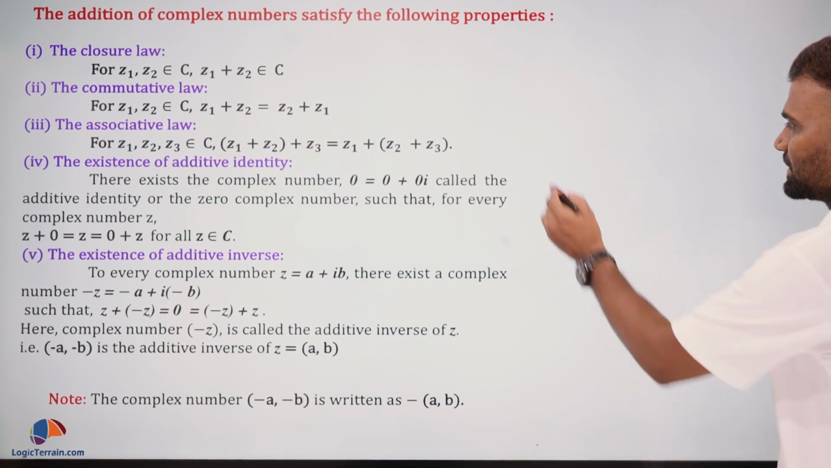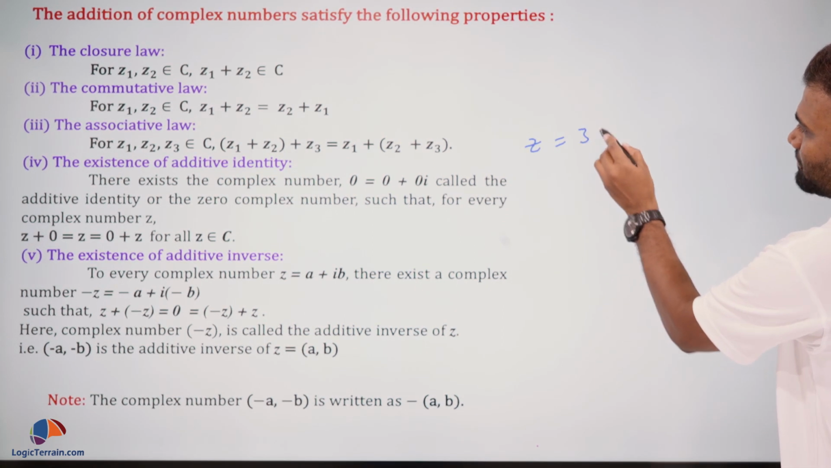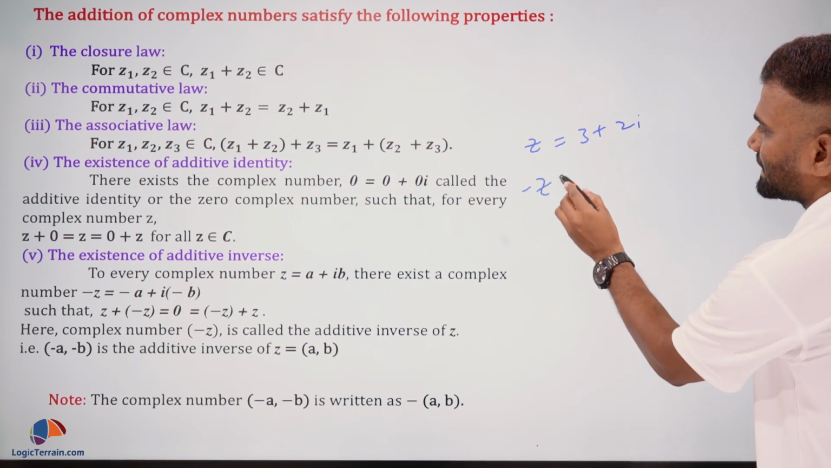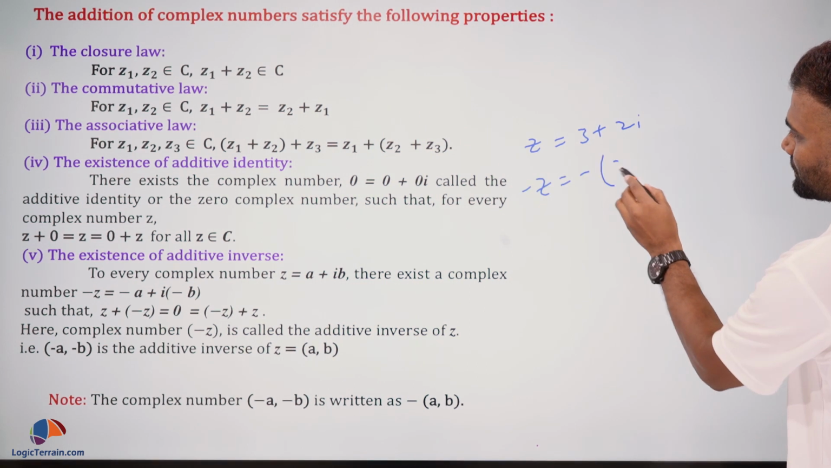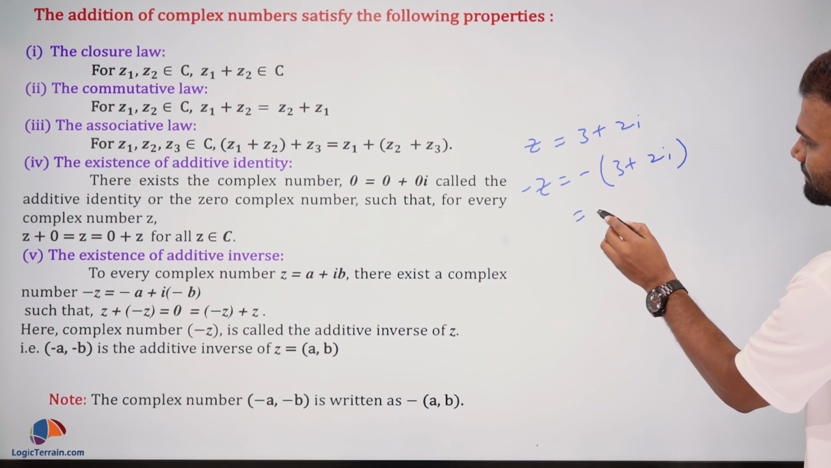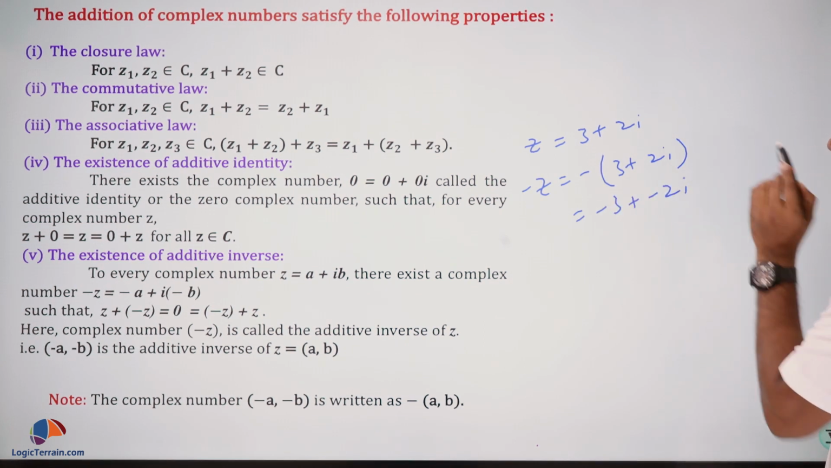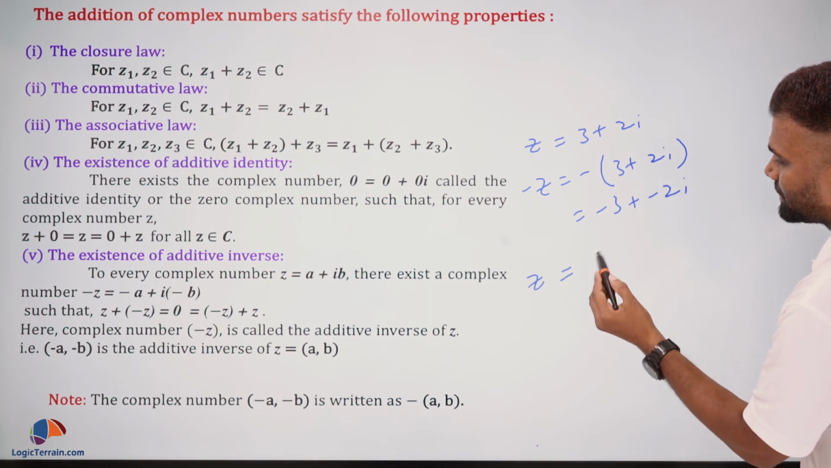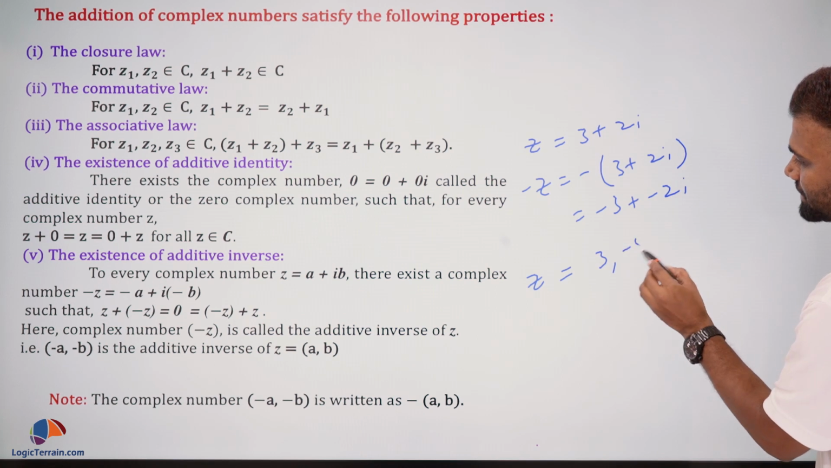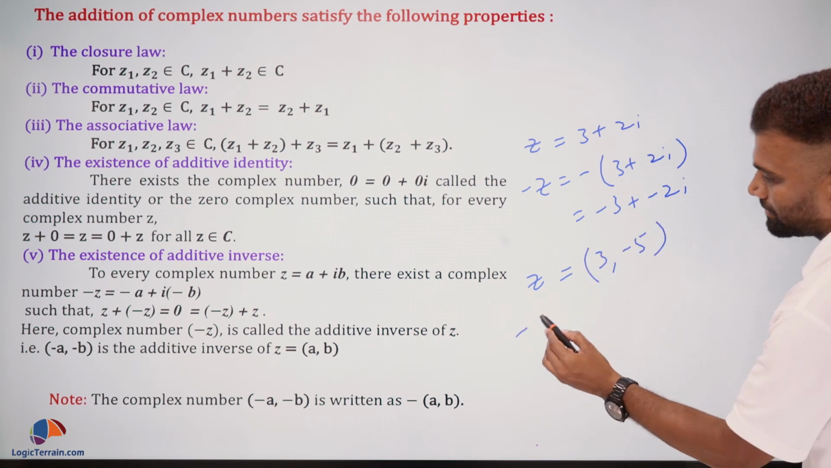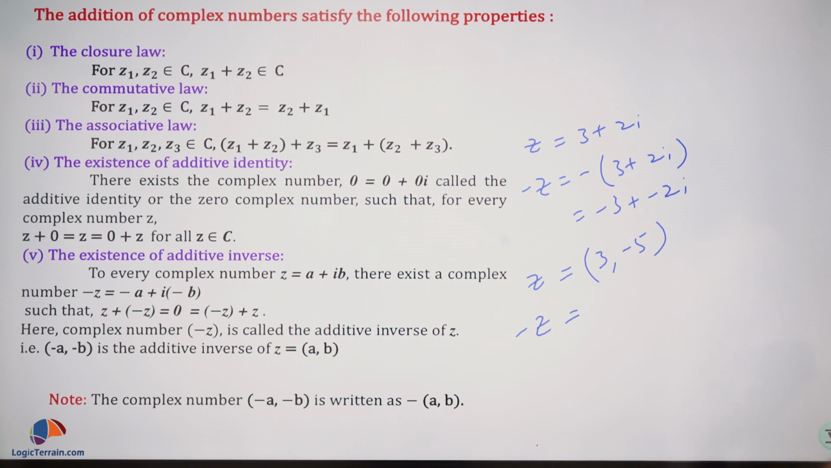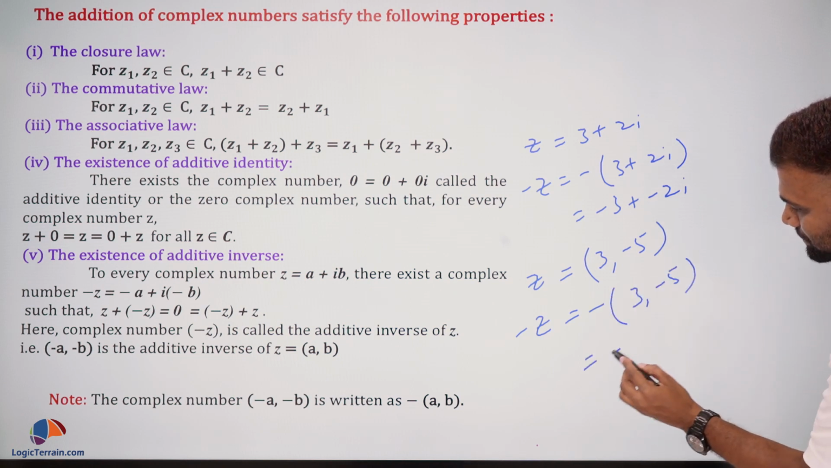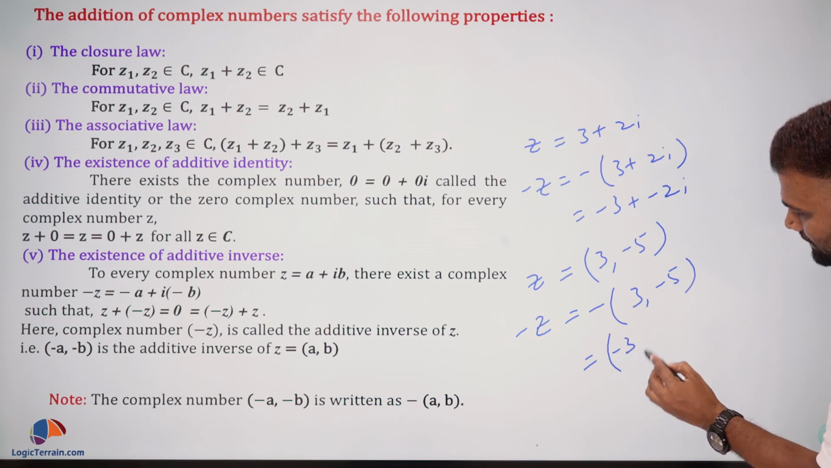For example, z is equal to 3 plus 2i, then its additive inverse negative z is equal to negative of 3 plus 2i, which is equal to negative 3 plus negative 2i. So let us take another example. Z is equal to 3 comma minus 5, then additive inverse negative z is equal to negative of 3 comma negative 5, which is equal to negative 3 comma 5.